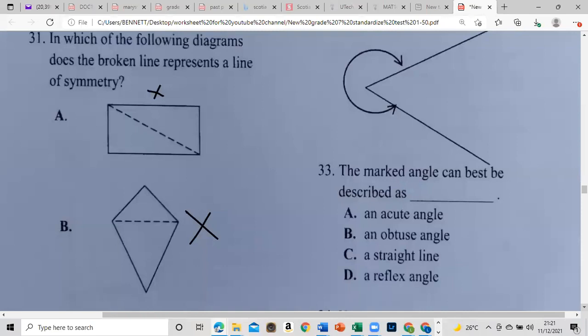Alright, so let's go. 33: refer to the marked angle, which best describes it. Well, notice the mark out here, so that would be a reflex.